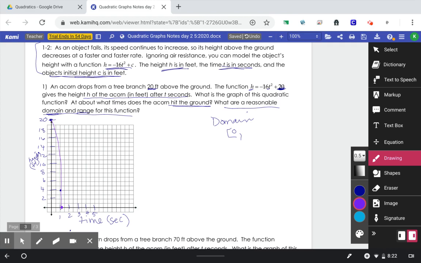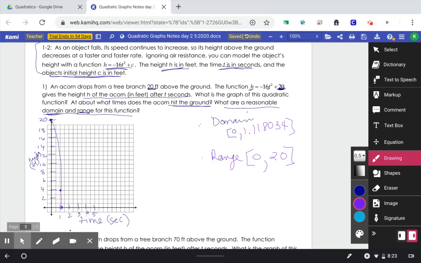and hit enter, it says that at approximately 1.118034 seconds, it will hit the ground. Okay. So our range was our y values. Our range, the lowest we can go is 0 feet because we're not going to go below the ground. And it's going to go up to 20 feet. Okay, so these would be reasonable domain and range for the function.